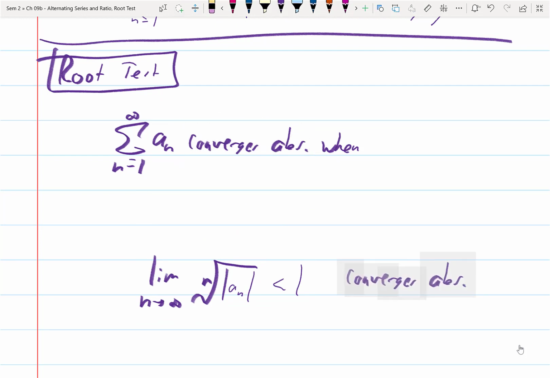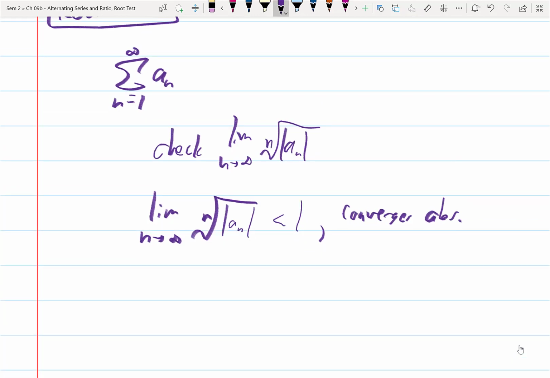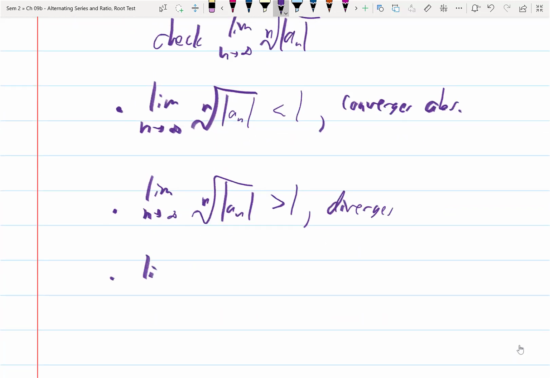Let's move that here. We're going to check the limit as n approaches infinity of the nth root of the absolute value of a sub n. Okay, that's better. I'll put a little bullet point there, bullet point here. The limit as n approaches infinity of the nth root of the absolute value of a sub n being greater than 1 means that it diverges. And like before, when the limit equals 1, it's inconclusive.